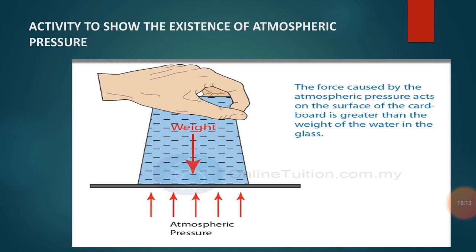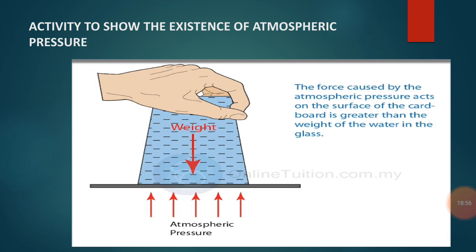Keeping the card in position with one hand, we invert the glass tumbler full of water, and then the hand supporting the card is withdrawn slowly. We will see that the piece of card does not fall, though the tumbler full of water exerts pressure on the card in the downward direction. Here the water filled in the glass tumbler exerts pressure on the card, but still the card does not fall. The card does not fall because of the atmospheric pressure.